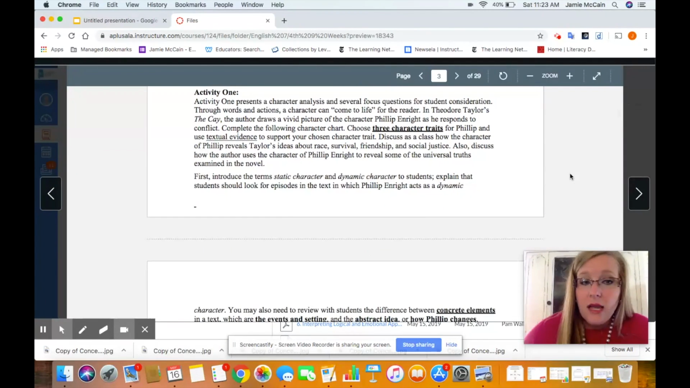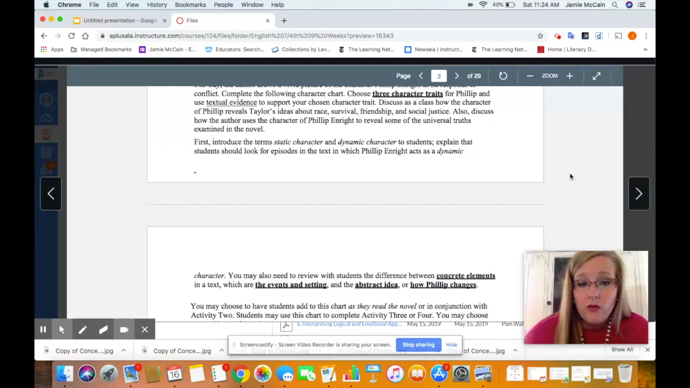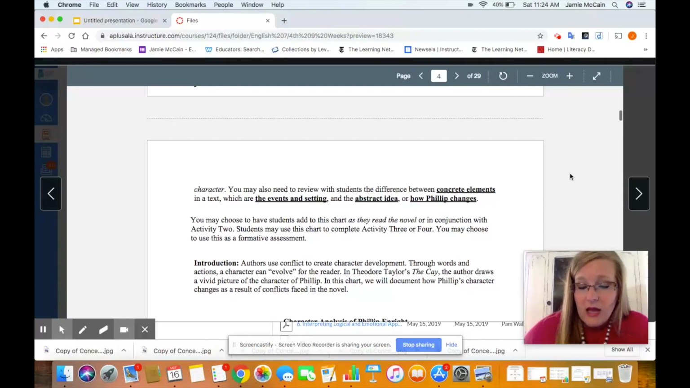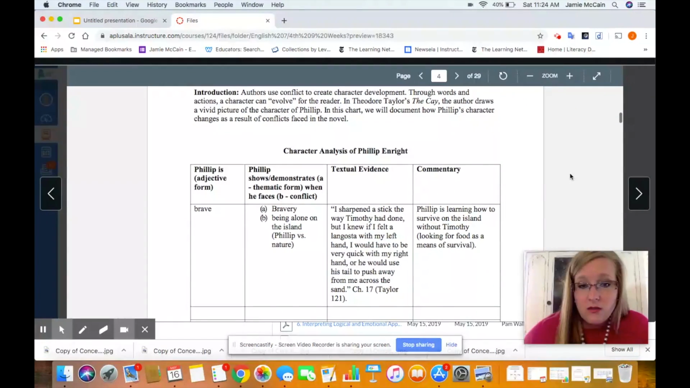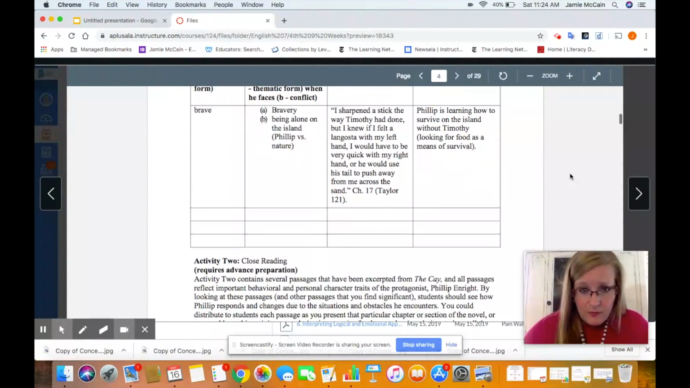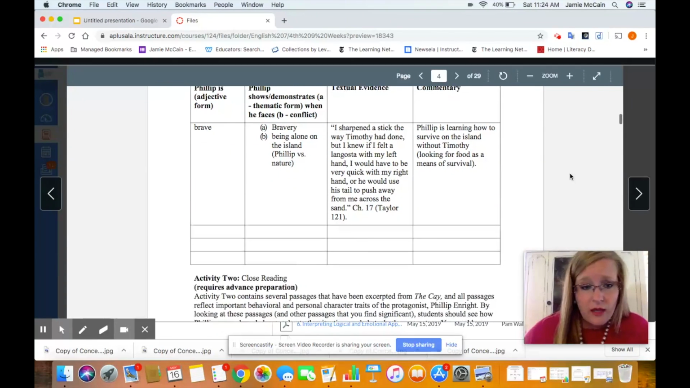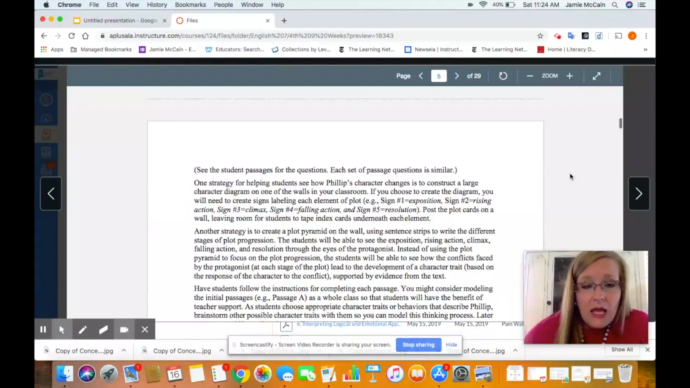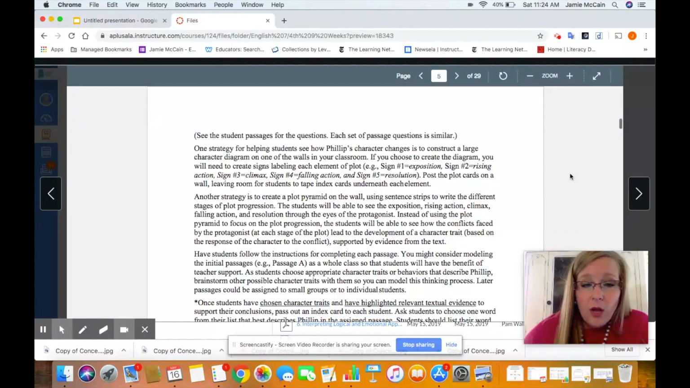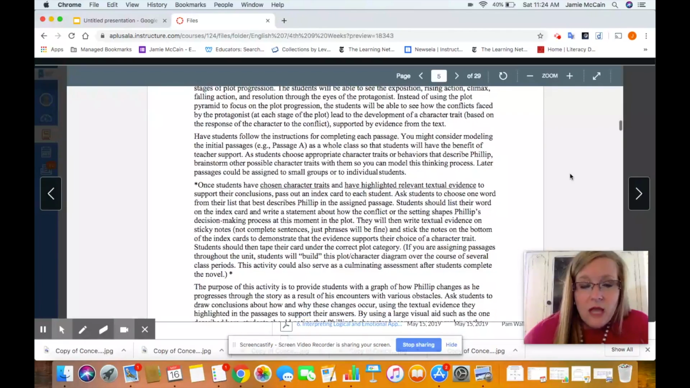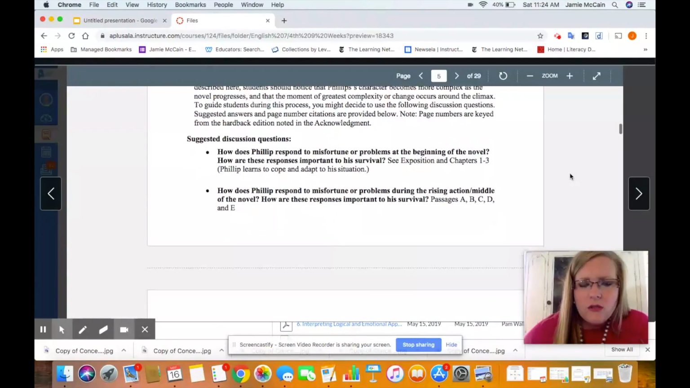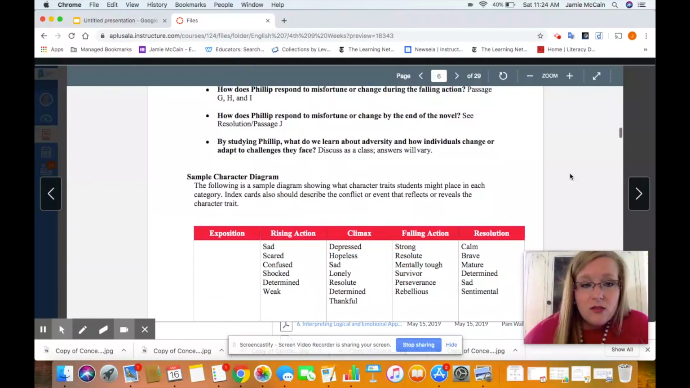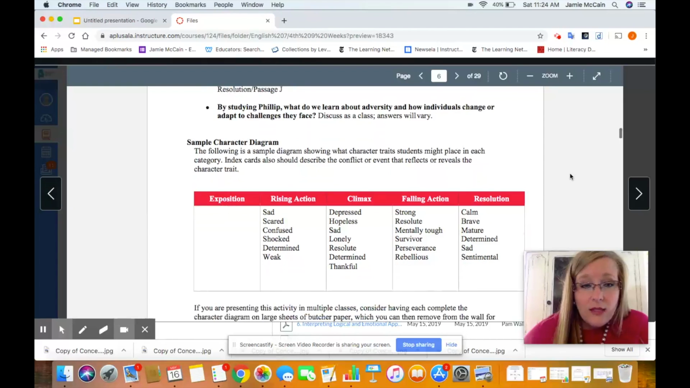All right, so they've already done activity 1, which is where they do the character analysis chart, where they identify and kind of trace Philip's reactions to conflict. And there's the character analysis chart that they complete. Then in activity 2, they do a close reading, and they have to create that plot pyramid on the wall with sentence strips, and they respond to discussion questions and look at character traits and post them based on where they fall in the plot diagram.